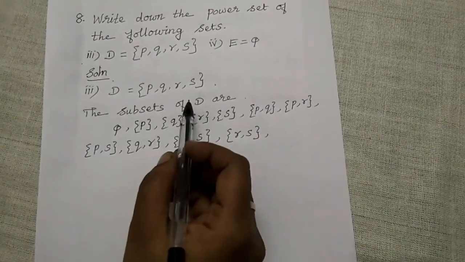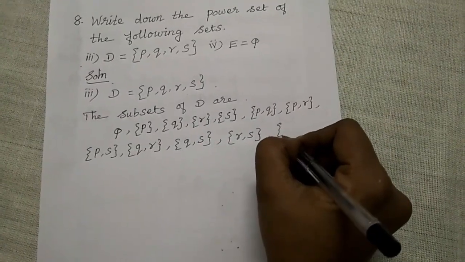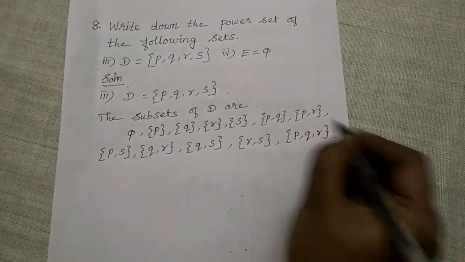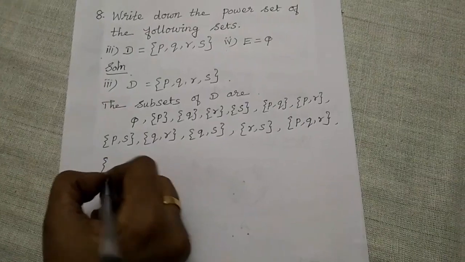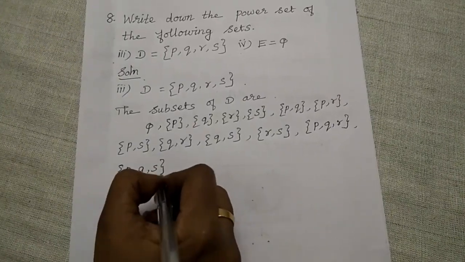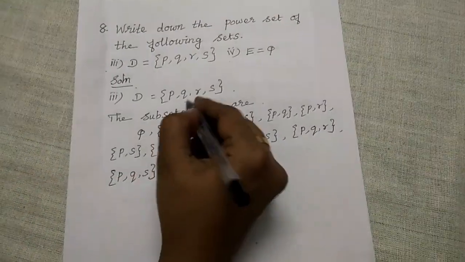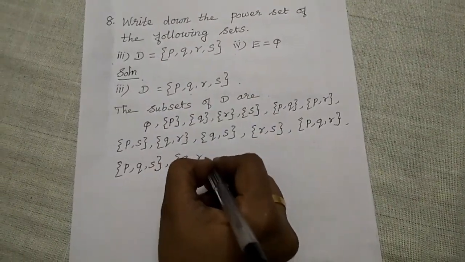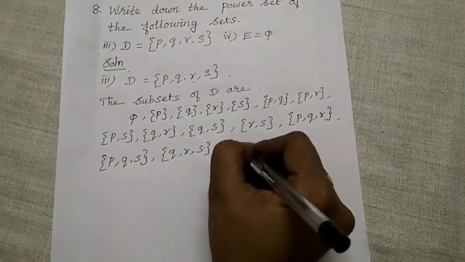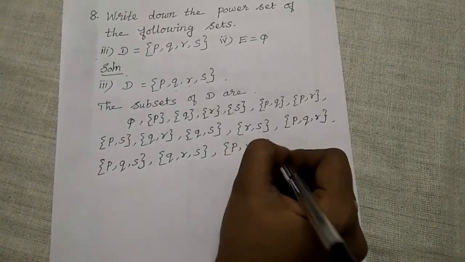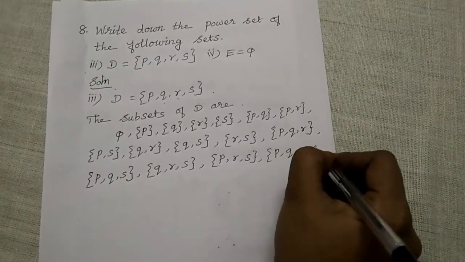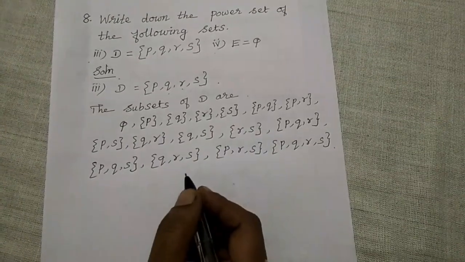Then three elements together we have to take. Three elements are, then set of P, Q, R. Okay, then P, Q, S, then Q, R, S, the next one P, R, S, the next given set also P, Q, R, S. These are the subsets of D, isn't it?